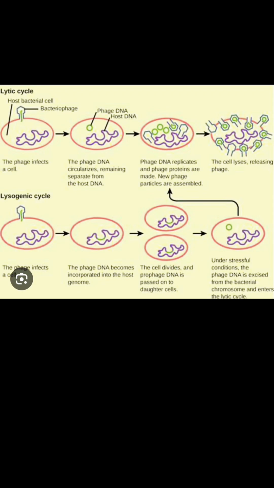Another one is viral replication timing. Lytic, immediate replication and assembly. Lysogenic, viral genes are dormant and do not replicate immediately. They replicate along with the host's DNA.